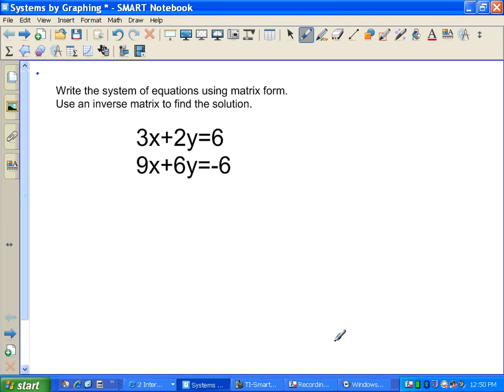Hey, welcome back. So we are going to pick up right where we left off yesterday with the system of equations by matrices, and we're going to jump into systems of equations by graphing.